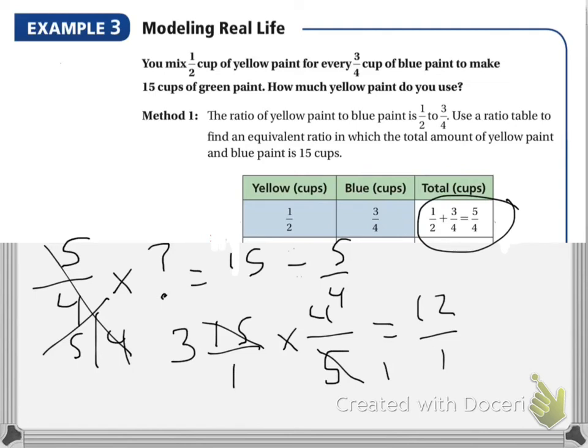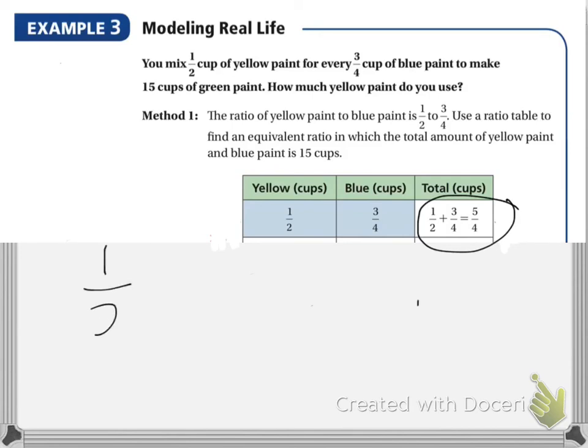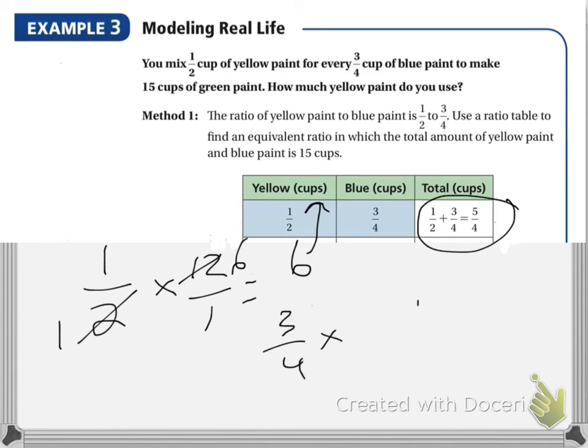So let me go ahead and erase this work that I've already done so that I've got some room here. All right, so now I know that I am going to need to take each of these, my 1/2 times my 12 over 1, and I'm going to cross cancel, make this a 1 and make this a 6. And I know that I need 6 cups of the yellow. And then I'm going to do the same thing for the blue. I'm going to take my 3/4 times my 12 over 1. I can cross cancel again, make this a 1, make this a 3, and that gives me 9. So that means that I need 9 cups of blue.